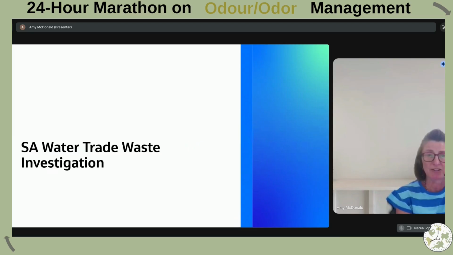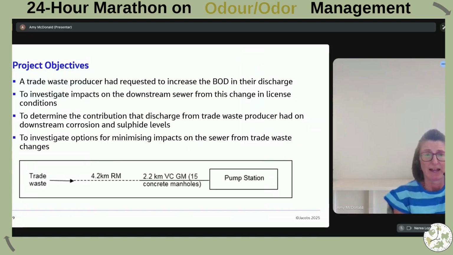So now moving on to the SA Water trade waste investigation. The project came about because a trade waste producer approached SA Water and requested that they be able to increase the BOD in their discharge.